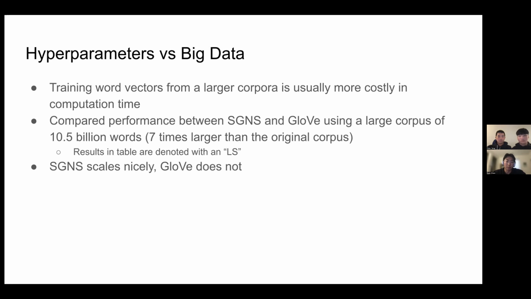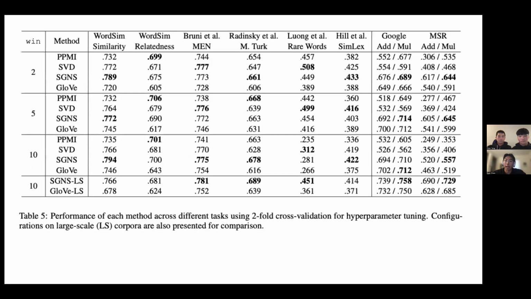On a side note, those are denoted with an LS at the end of the method in the tables. And it was found that SGNS actually scales nicely and GLOVE does not. And the table that I mentioned is observed here. It's also worth noting that the performance for each of these methods was done using twofold cross-validation for the hyperparameter tuning.